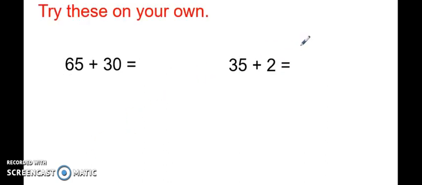You are going to try these 2 problems on your own. 65 plus 30 and 35 plus 2. Go back and look at any of the strategies I have shown you to help you solve these problems. Try your best. When you're done with these, you're done with today's lesson.